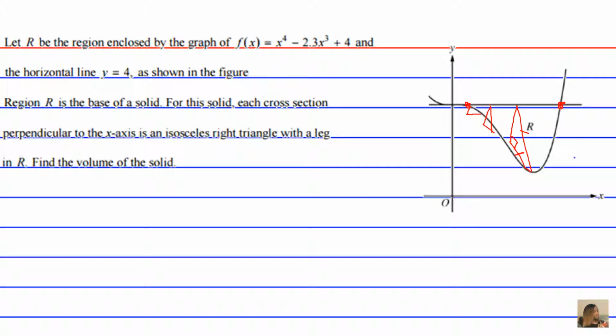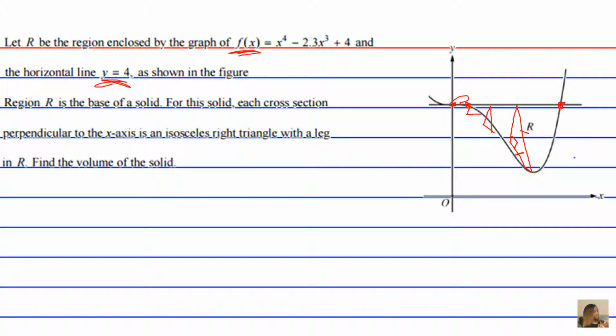In order to do that, you can watch the beginning of video 27 of this series, because I show you how to set f of x equivalent to y equals 4. So you have 4 equals x to the fourth minus 2.3x to the third plus 4. And you figure out that when you solve for x, x is equivalent to 0. So it should really be over here. And this is going to be 2.3.